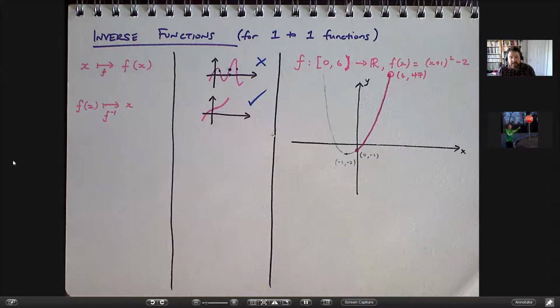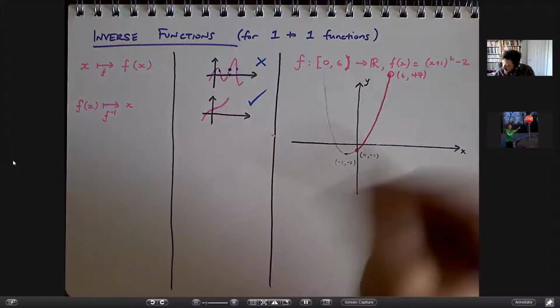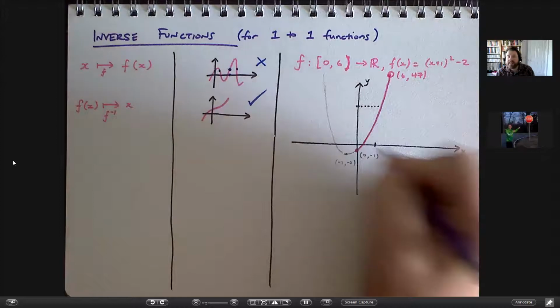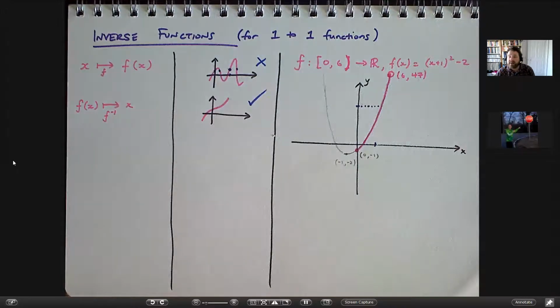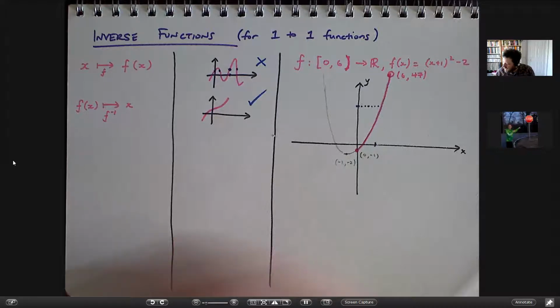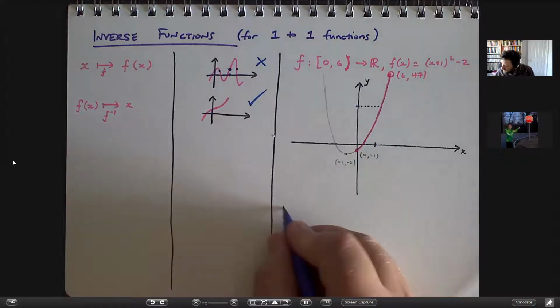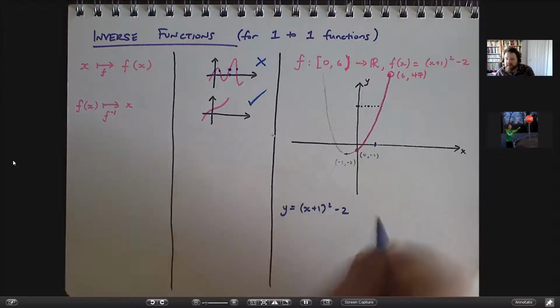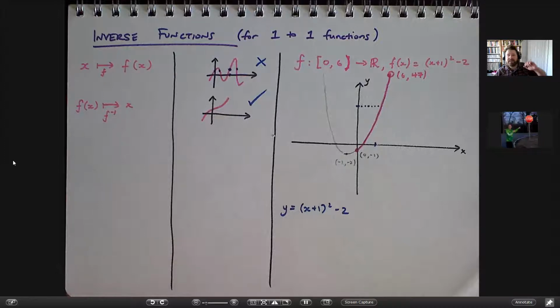So the idea is I want to give you a y value, and I want a function which uniquely spits out the equivalent x value. Okay, so we kind of already know how to do that nominally. We just call it rearranging equations. Right? So if we started with y equals (x plus 1) squared minus 2, and I said the y value is 5, go and find me the x value, well then you would know what to do.